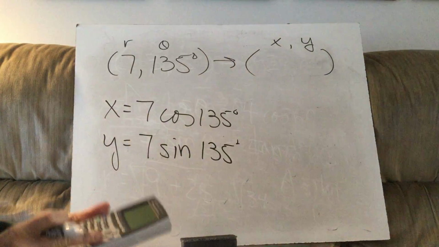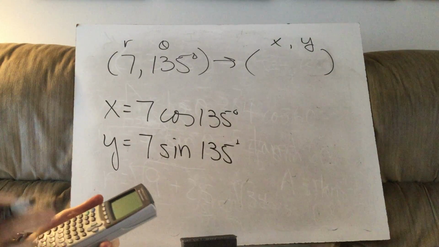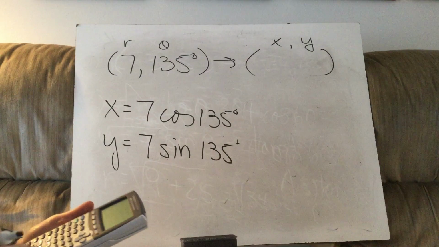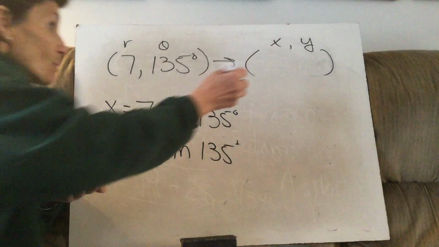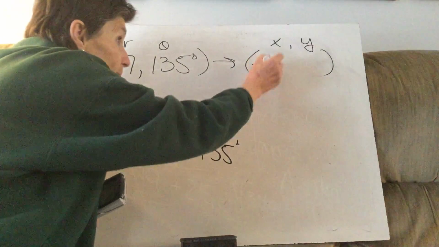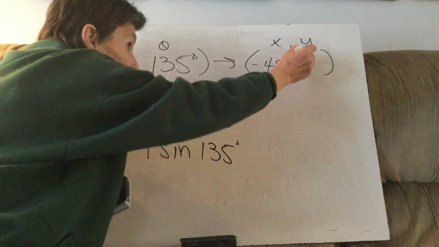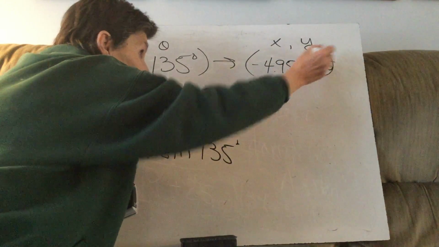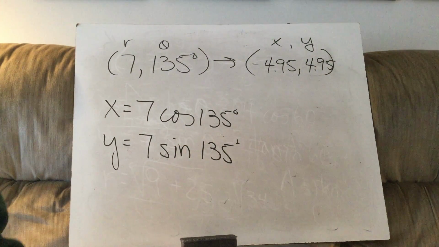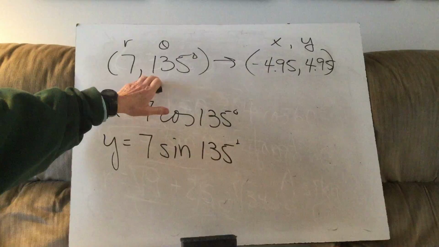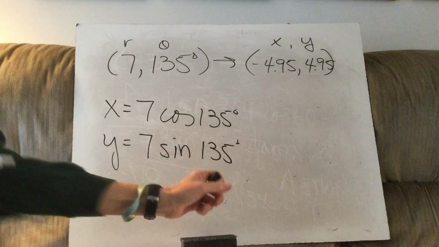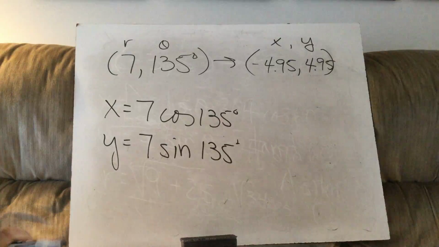So just go to our calculator. 7 cosine 135 and 7 sine 135. So I got negative 4.95 and positive 4.95. And those are my rectangular coordinates for this point. Easy enough.